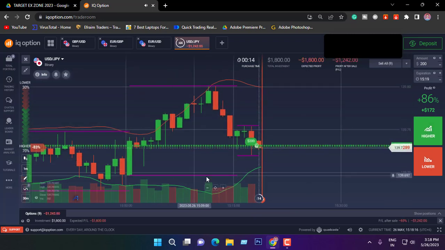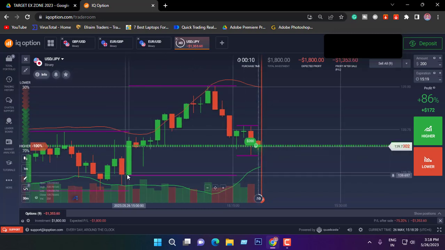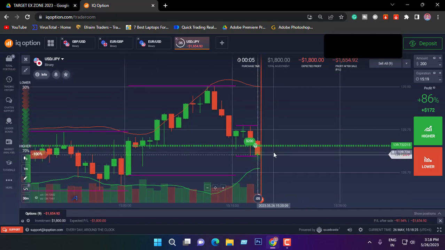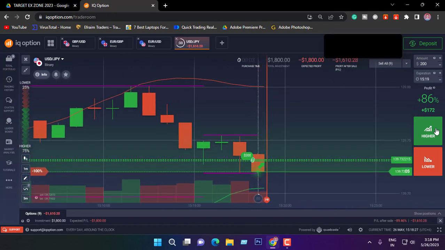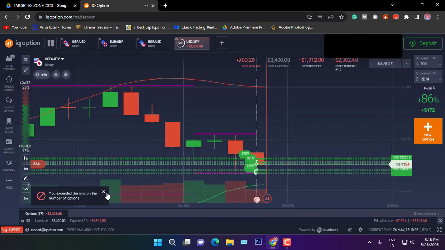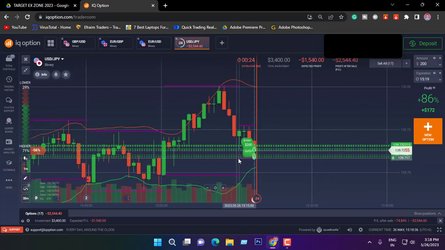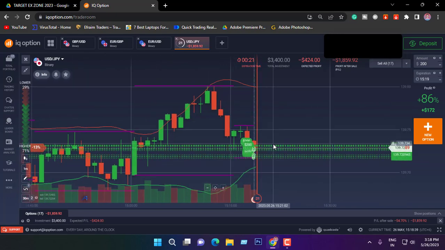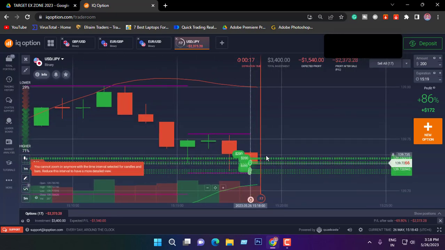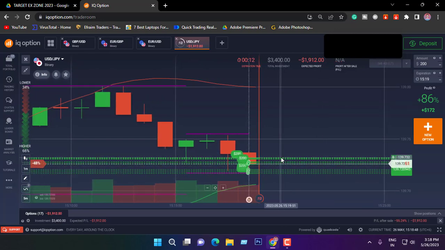I have placed $12,000. Let's see. As you can see, the market boomed through this area. No problem. I can see the market going up. Okay, let's see.